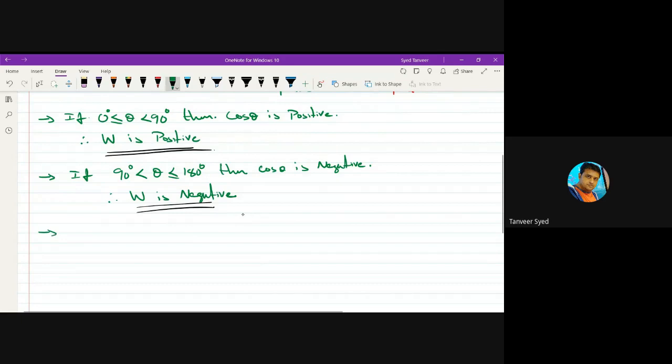Next, if theta is exactly 90 degree, then cos 90 is 0. Cos theta equal to 0. Therefore, work done is also 0. So we get these three possibilities for work done. That means work done in physics can be positive, negative, or 0.